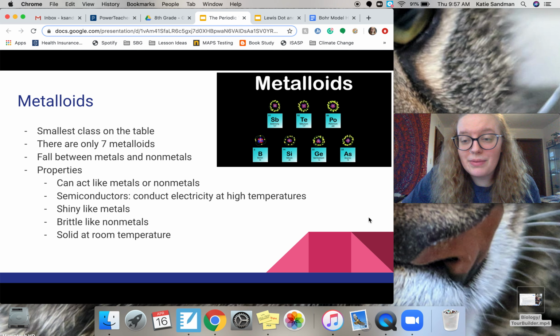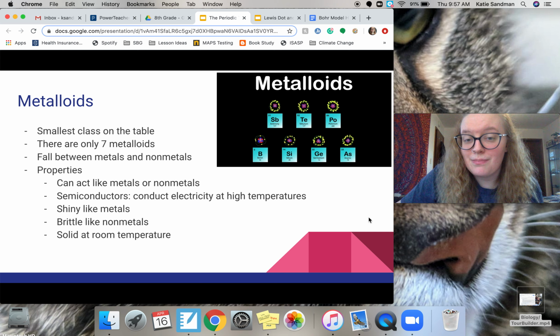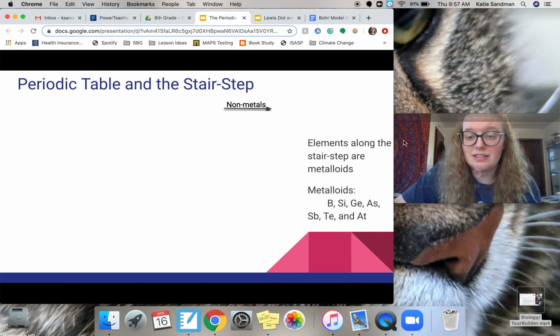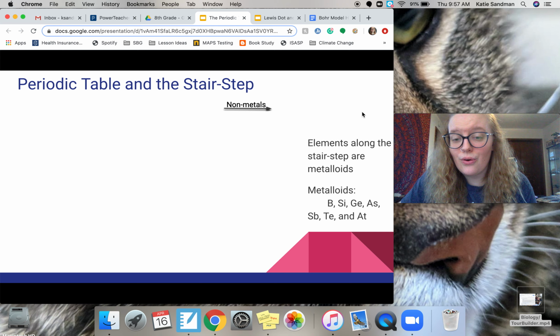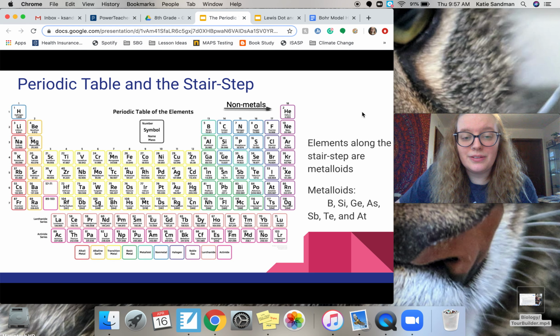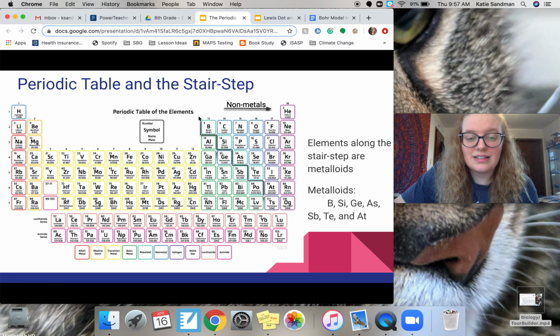And so on our periodic table, when you are trying to figure out where the metalloids fall exactly, there is this thing called a stair step, and along that stair step are our metalloids. You might also hear it called a staircase or a zigzag. So here's our periodic table, and there's that stair step here, so it goes down like this. And the elements that fall along it, aside from aluminum, are metalloids. So we have boron, silicon, germanium, arsenic, antimony, tellurium. I forgot to include polonium here.